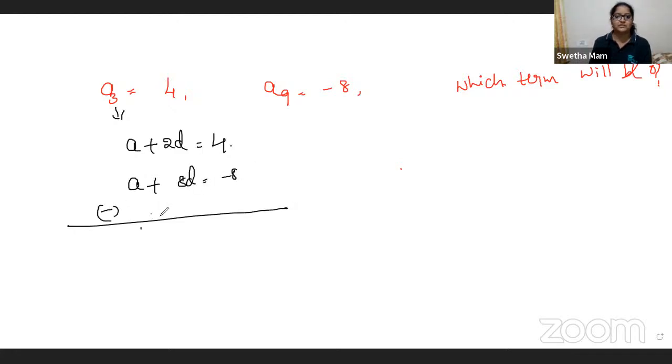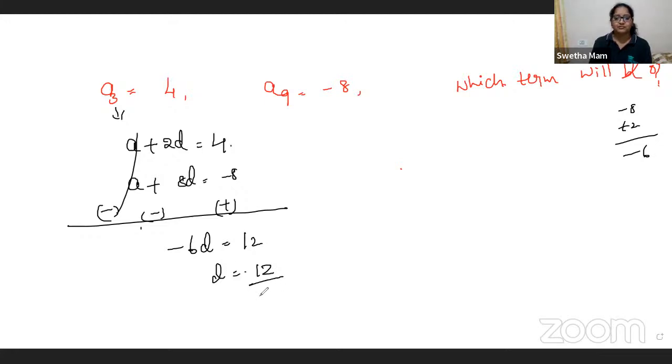So solve the equations. See here we have a minus sign, change it into a plus sign. If there is minus, it becomes plus, plus becomes minus. So cancel these two. So 2 minus 8, see, minus 8 plus 2 is minus 6. Minus 6D is equal to plus 8 plus 4, that is 12. So the value of D is equal to 12 divided by minus 6, that is equal to minus 2. The value of D is minus 2.